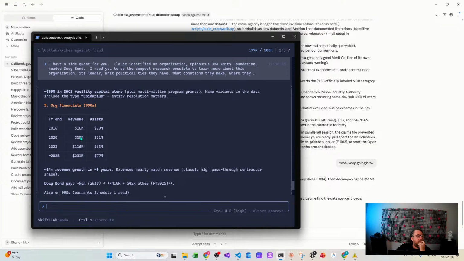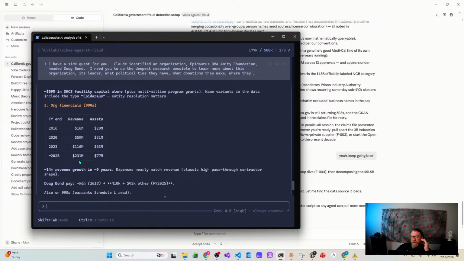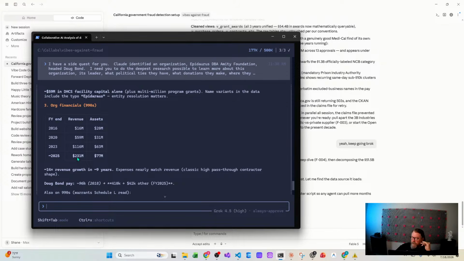God, look at these financials. In 2016 they had 16 million in revenue, and by 2025 they're at 231 million dollars. So that is 14 times revenue growth in 9 years. That is insane, man. If you were any kind of public company, your valuation on your equity would have absolutely exploded with that kind of growth.